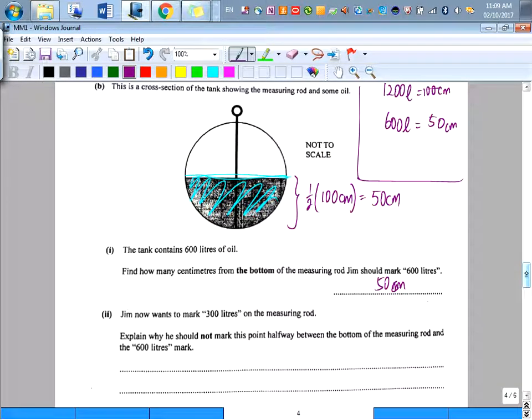Can we use the same logic to say that the halfway point over here is our 300 liters? Can we do that? Why not? Yes, the cross-sectional area has a different shape altogether. We are not dealing with similar shapes over here. Because for similar shapes, we know that the ratio of area is just the square of the ratio of length. They have such a relationship. They are proportional. But in this case, we are not dealing with similar shapes.